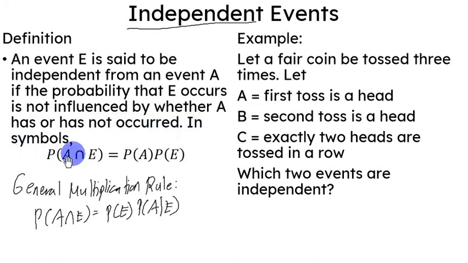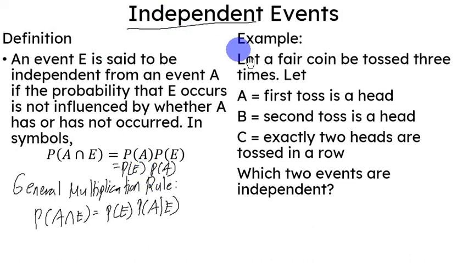So in symbols, the probability of A and B happening, if they do not affect each other, will simply be the probability of A times the probability of B. Or the other way around, we can simply write it as the probability of B times the probability of A. Anyway, the two events do not affect each other.